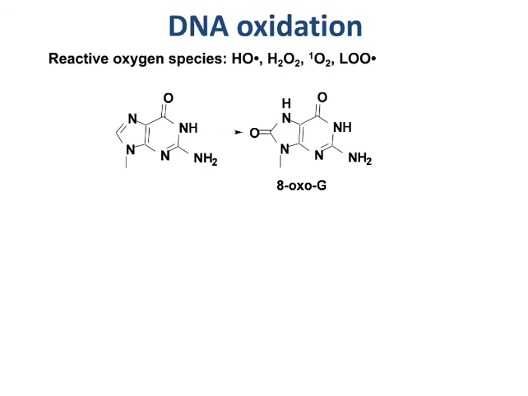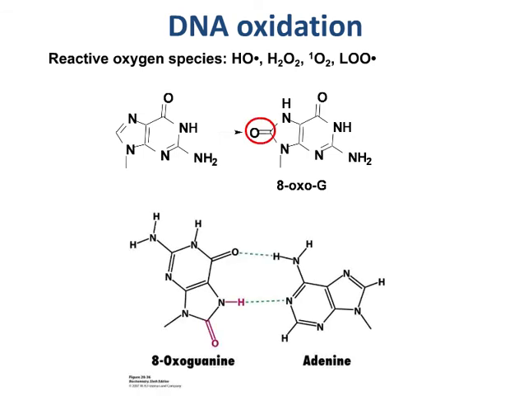Reactive oxygen species can also modify DNA bases. For example, guanine can be oxidized at the 8 position to generate 8-oxoguanine. 8-oxoguanine base pairs with adenine instead of cytosine.